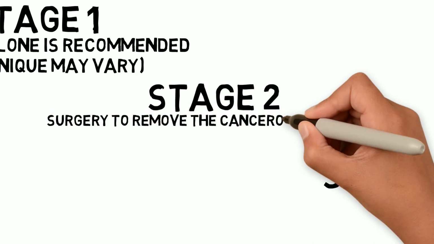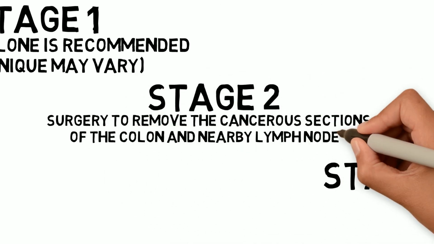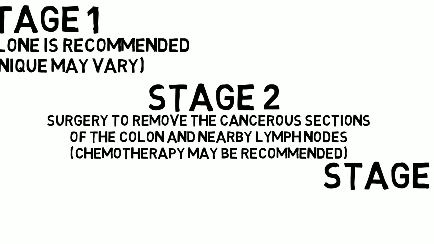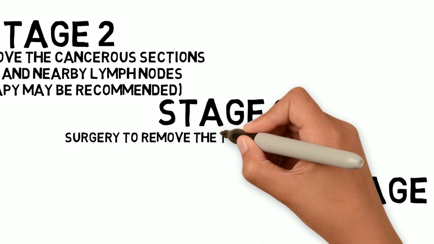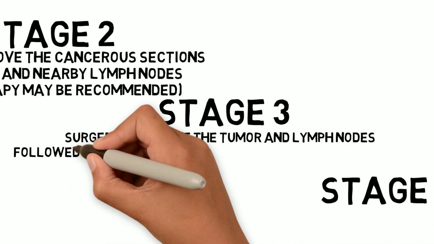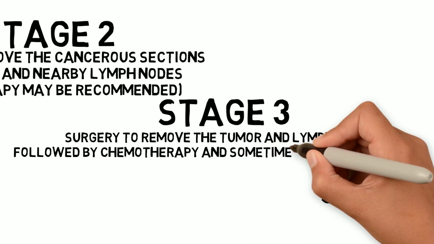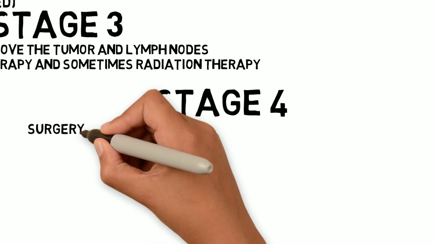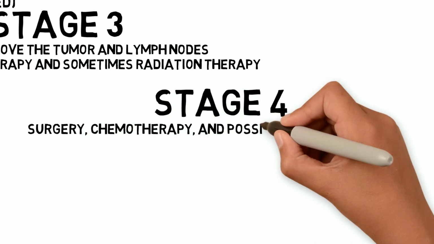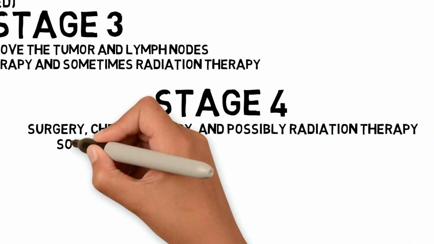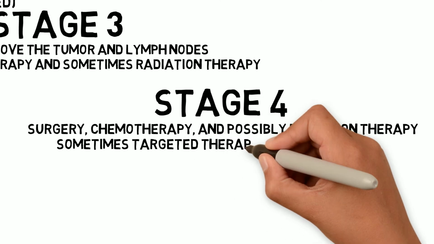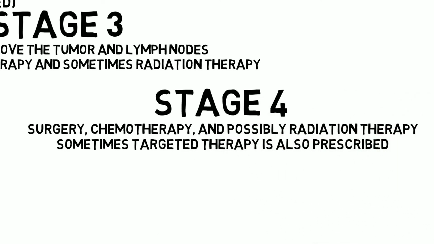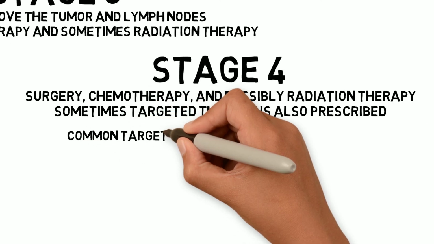Stage 2, surgery to remove the cancerous sections of the colon and the nearby lymph nodes, and chemotherapy may be recommended. Stage 3, treatment includes surgery to remove the tumor and lymph nodes followed by chemotherapy, and sometimes radiation therapy may also be recommended. Stage 4, treatment could include surgery, chemotherapy, and possibly radiation therapy. Sometimes targeted therapy is also prescribed.